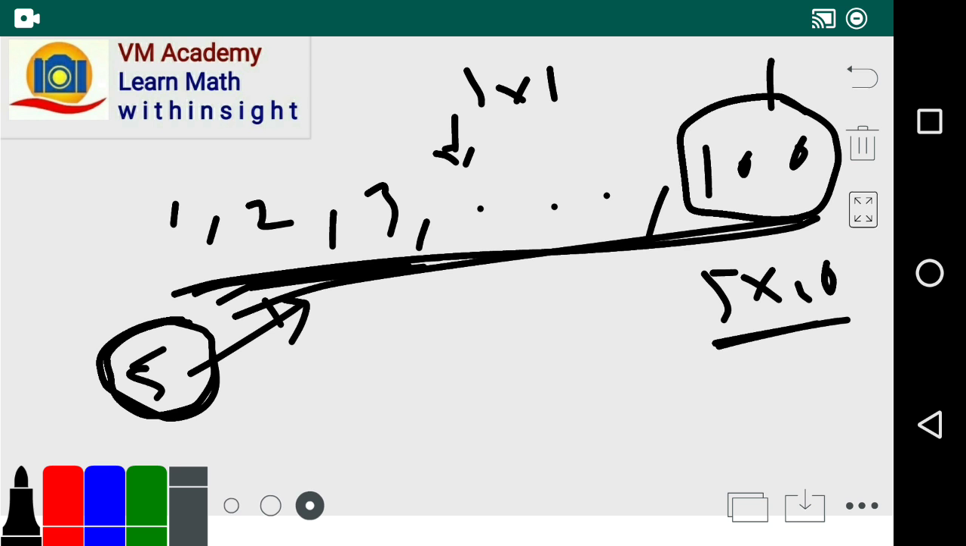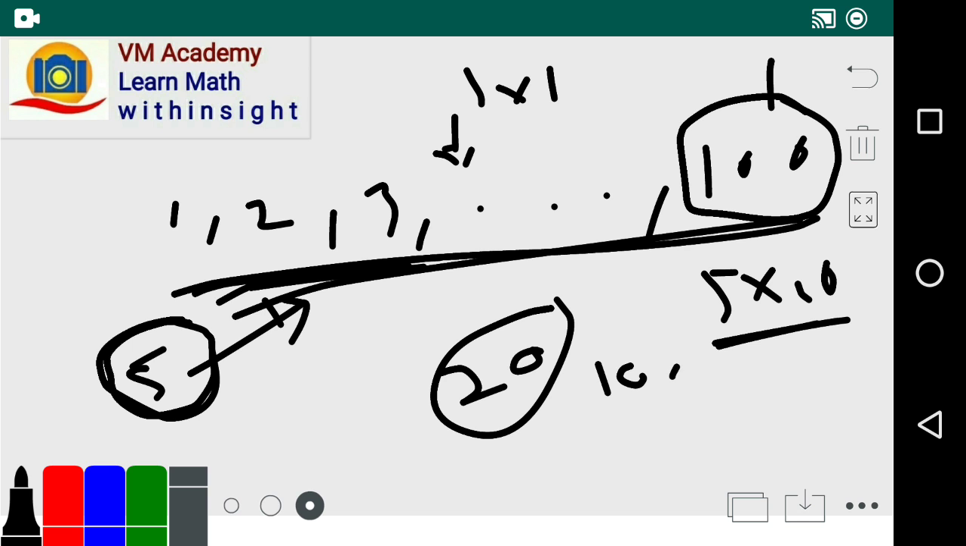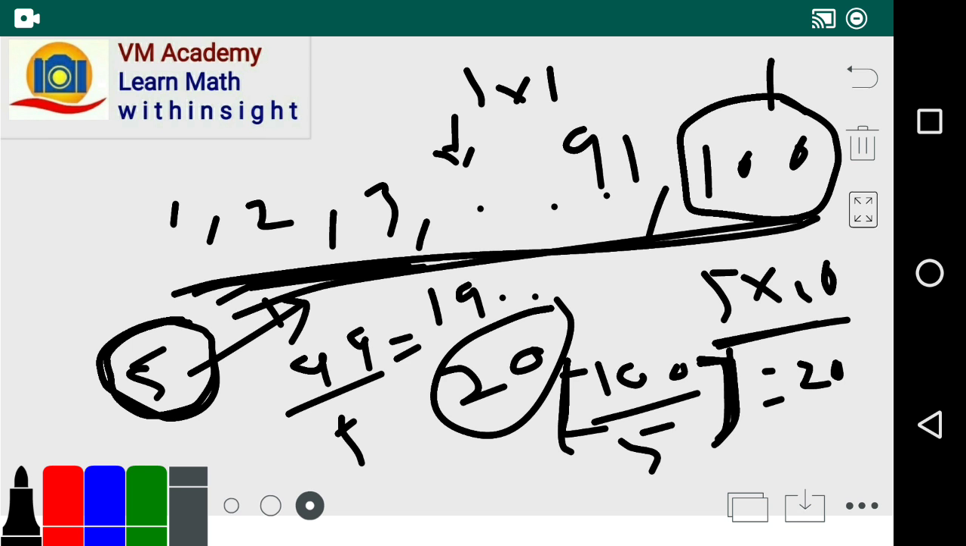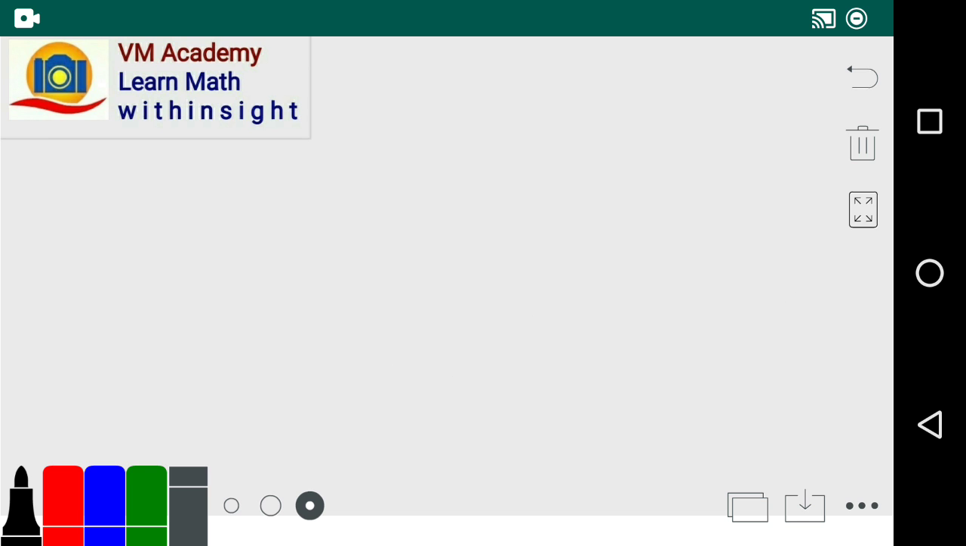Means how many multiples are there? 20 multiples are there, and we can get it by simply dividing 100 by 5. When we divide 100 by 5, we get 20. And if we divide 99 by 5, we get 19 point something. So just take the integer part, 19. In this manner we can calculate multiples of a given number up to specific numbers, friends. Now let us move to the Totient function.